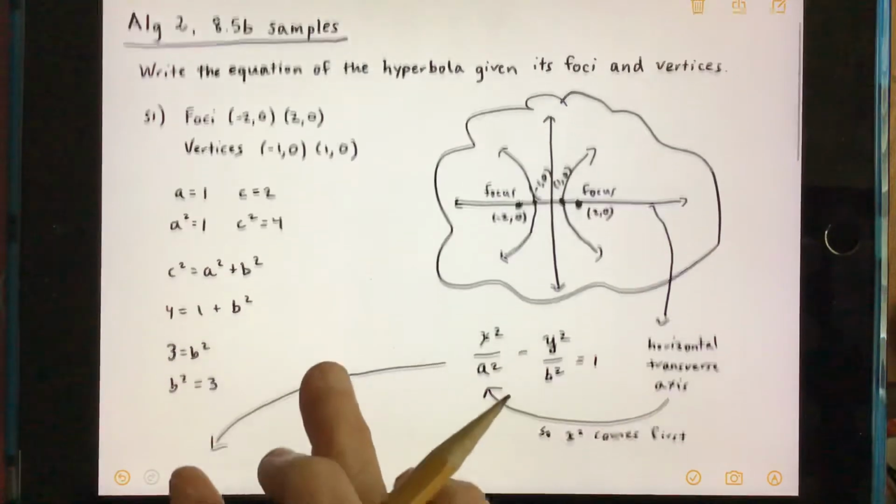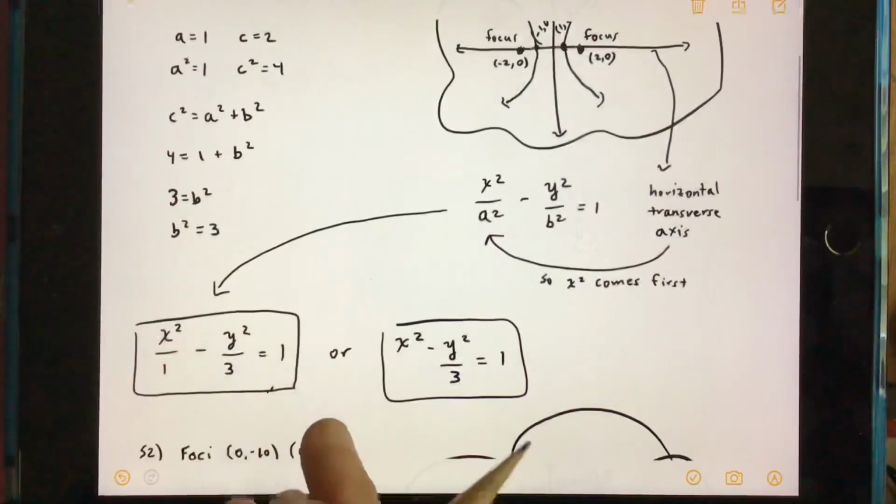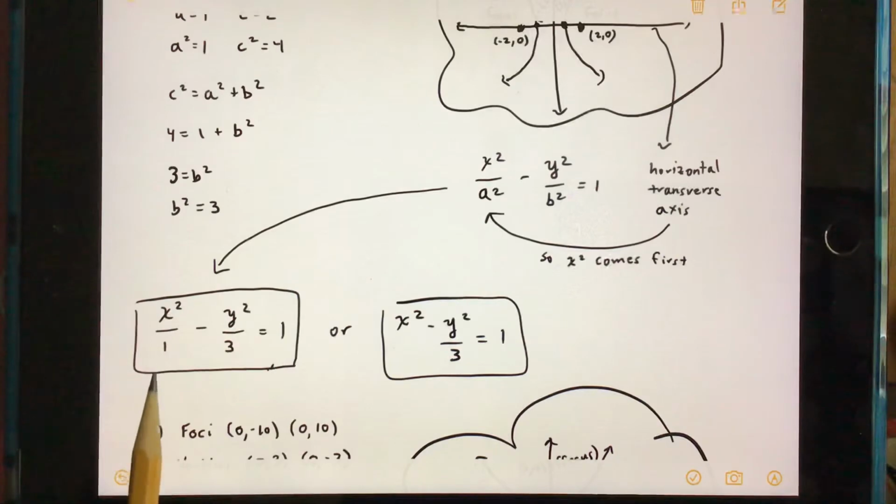Okay, so we have everything we need at this point. We've got the a squared and b squared figured out, so we're going to plug those numbers in. So x squared over our a squared, which is 1, minus y squared over our b squared, which we figured out was 3 right here, equals 1.